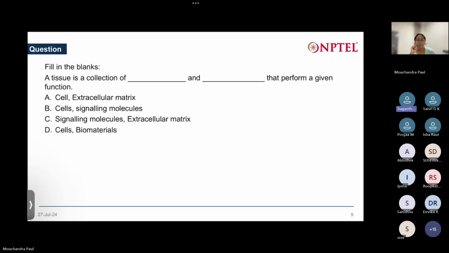Let's see. Signaling molecules and extracellular matrix. Okay. Anyone else would like to try? Option A, cells and extracellular. Okay. So we got two answers, I think. Anyone else would like to try?